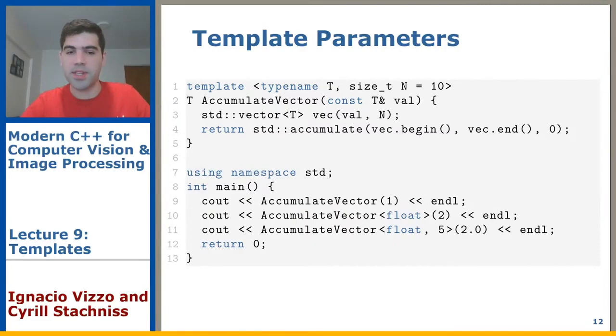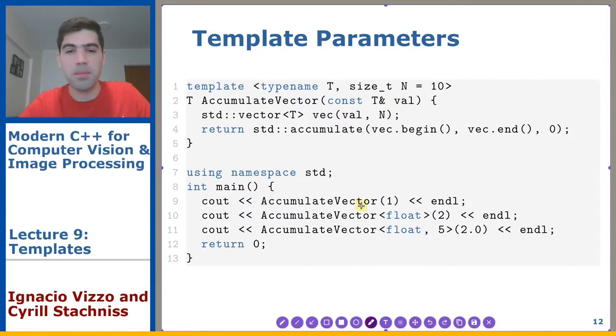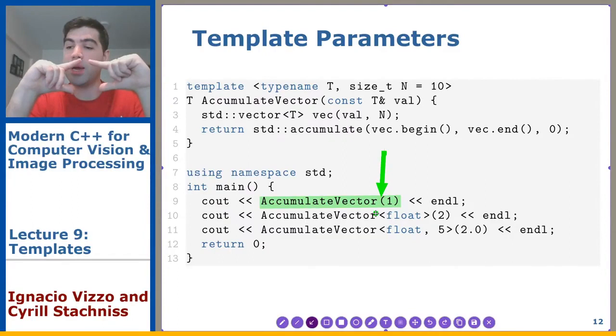Again, you should try this at your own place. It's better if you do it with Compiler Explorer also, so you know what's going on behind the scenes. So we have this accumulate vector. Whenever we call this, we are saying, okay, we are not passing any template arguments here. If you see there is nothing between the angular brackets, then no template arguments are being passed to the template function.